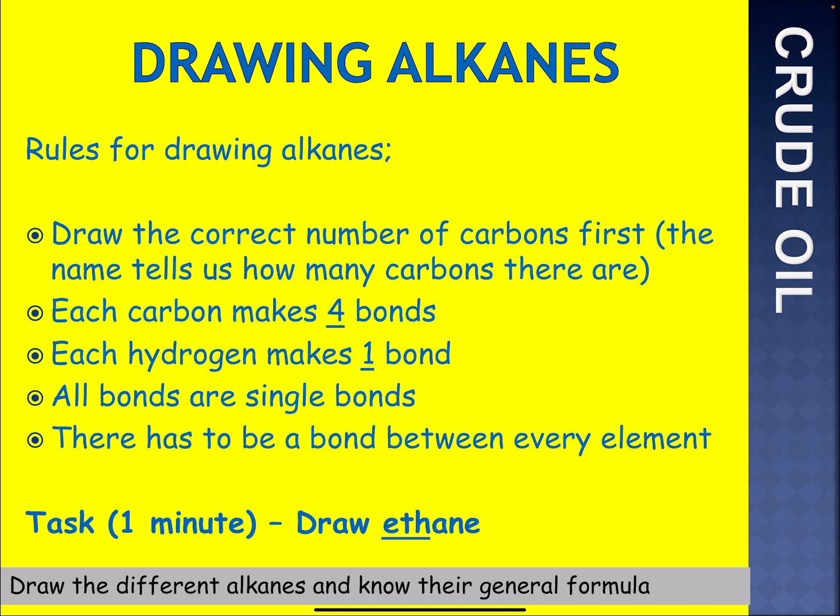So, rules for drawing alkanes. Draw the correct number of carbon atoms first in a straight line. Each carbon makes 4 bonds because carbon is in group 4 and it has 4 electrons in the outer shell. Each hydrogen makes 1 bond. All bonds are single bonds, and there has to be a bond between every element.